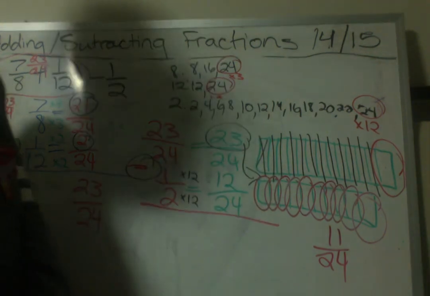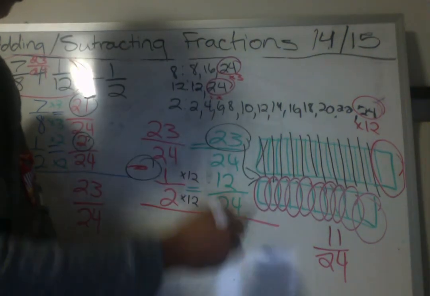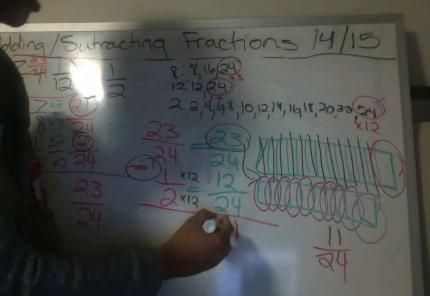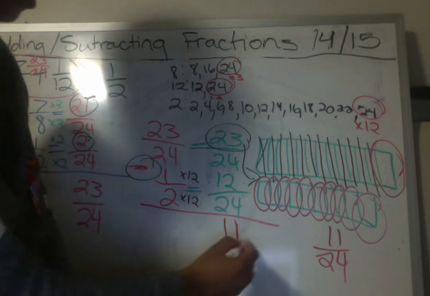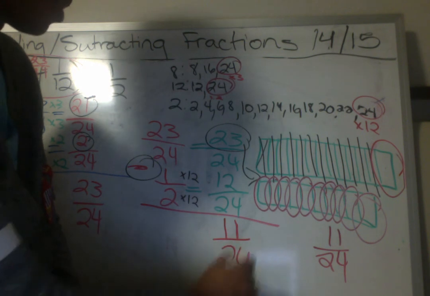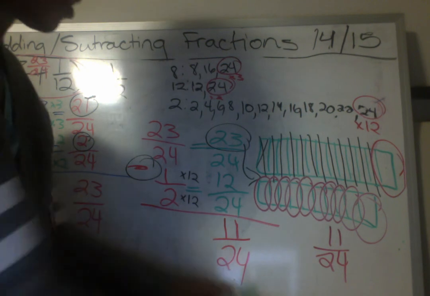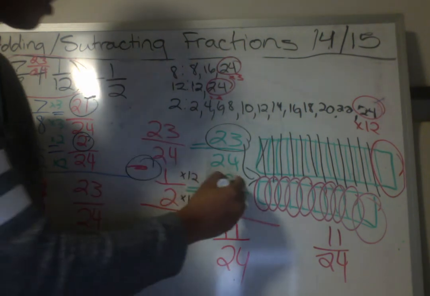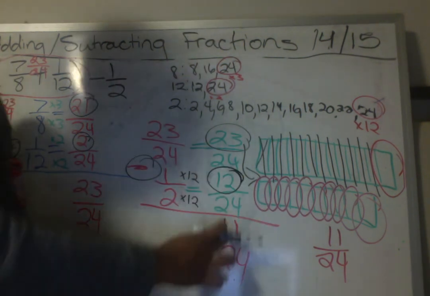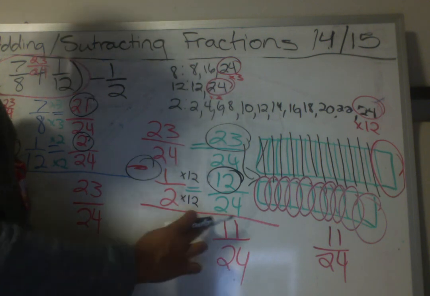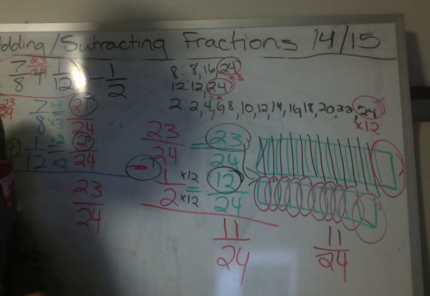We can check ourselves right here. 3 minus 2 is 1. 2 minus 1 is 1. Keep your denominator. Remember, you only touch your numerators. And are we simplified? Yes, we are. Nothing times 11 will give me 24, and this is a prime number.